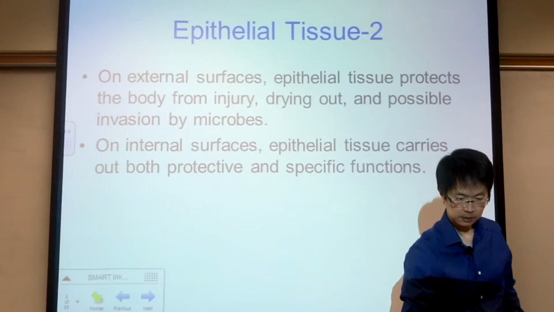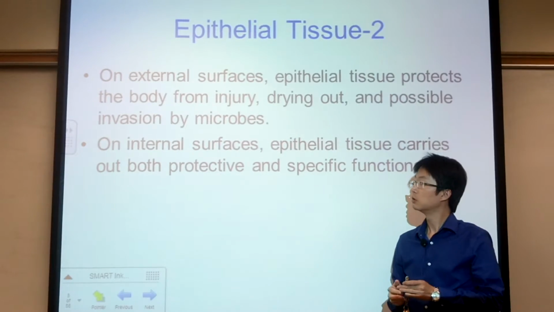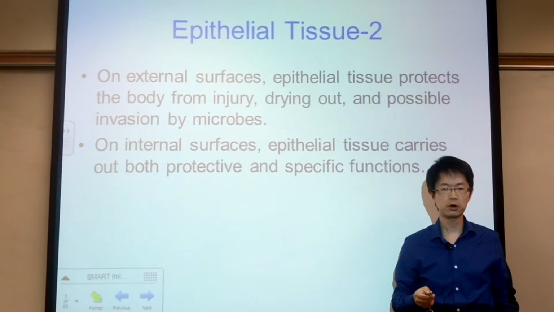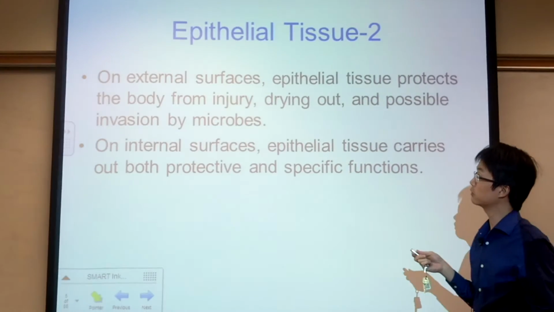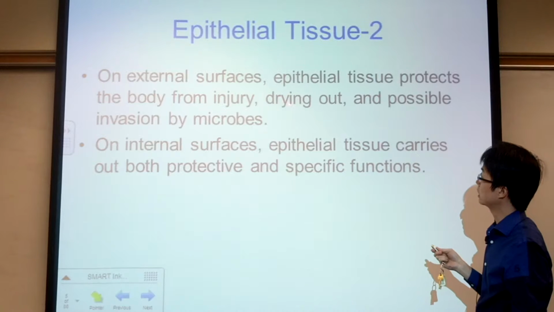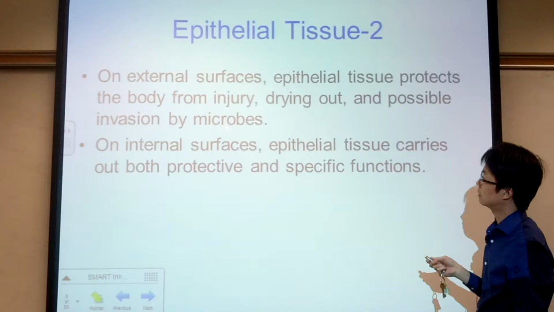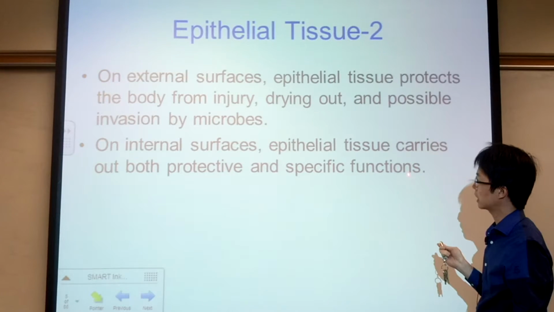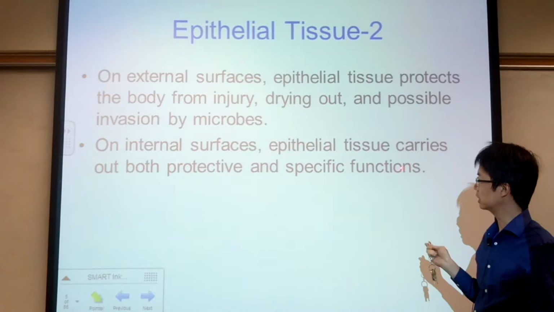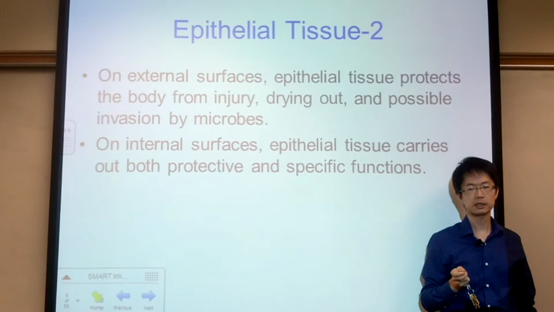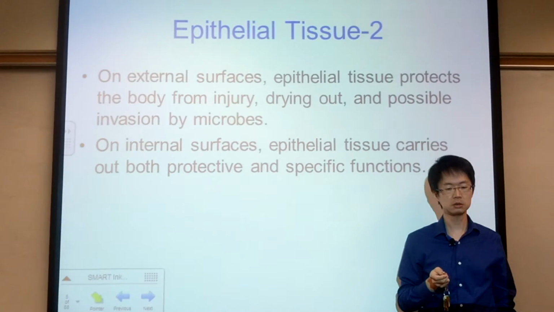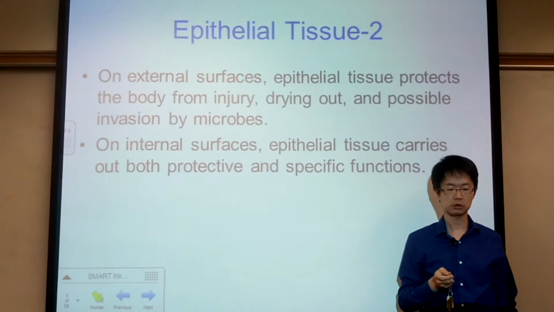And then epithelial cell line in both external and internal surface. External surface protect our body from injury, drying out. It keeps the moisture and then possible invasion by the microbes. Internal surface carries both protective and specific functions. Specific function like secreting mucus, like secreting hormone, and so on and so forth.